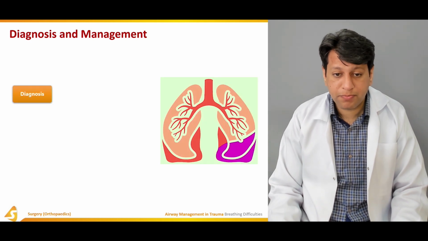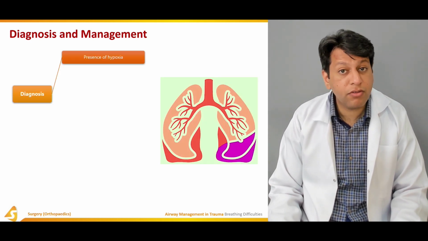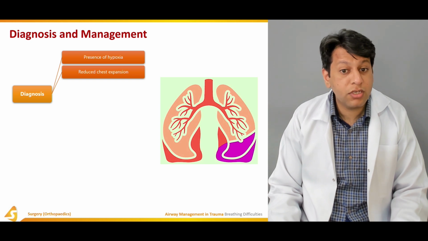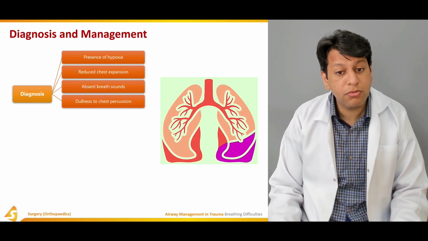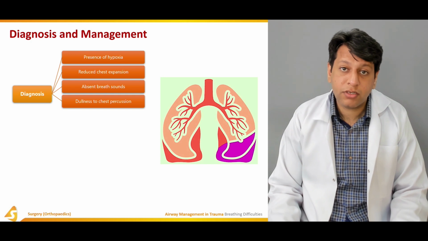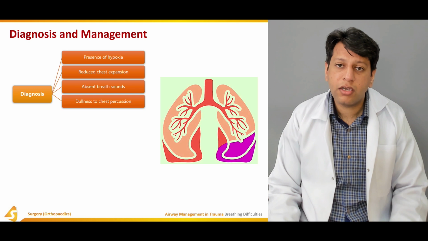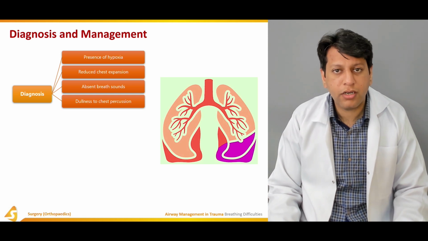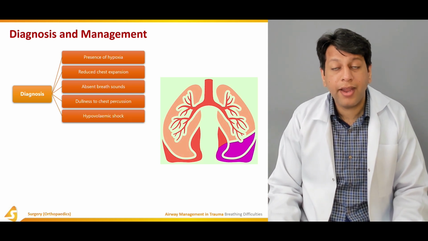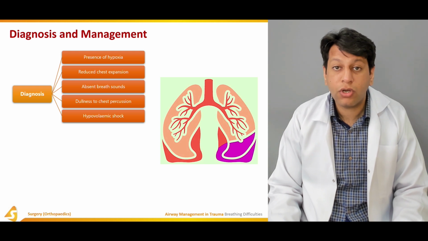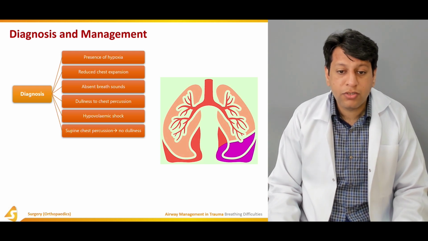Diagnosis and management. Diagnosis is presence of hypoxia, reduced chest expansion, absent breath sounds, dullness on chest percussion. In tension pneumothorax, there was a hyperresonant note. In hemothorax, it will be a dull percussion note, and associated with hypovolemic shock or hemorrhagic shock. In supine chest percussion, there is actually no dullness.